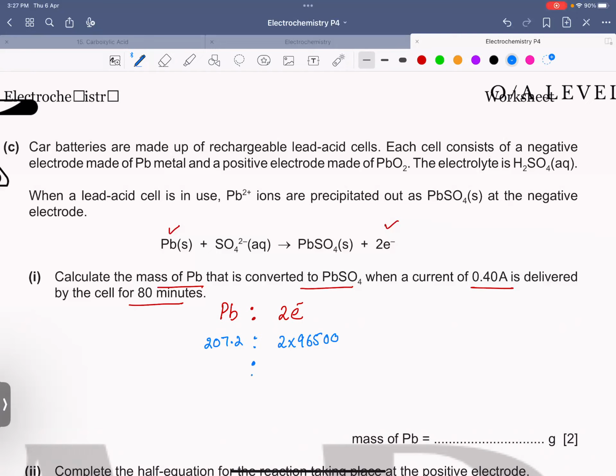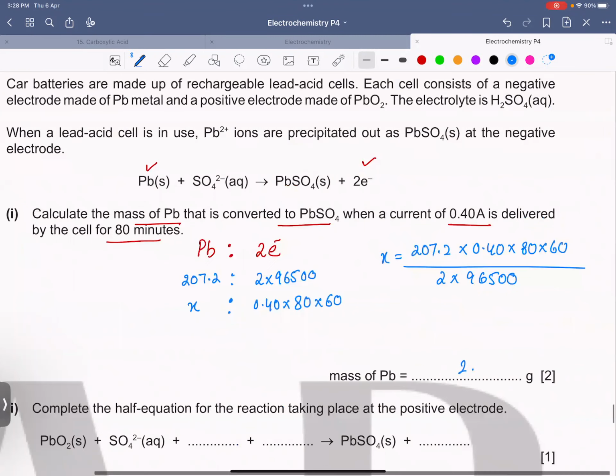Now in the experiment, there is a 0.40 ampere current into 80 minutes, and I must convert these 80 minutes into seconds by multiplying by 60, and I call this x. So x would be the mass. So x is equal to 207.2 into 0.40 into 80 into 60 divided by 2 times 96500. That is 2.06. If there are three significant figures, you may write 2.06, not 2.01.